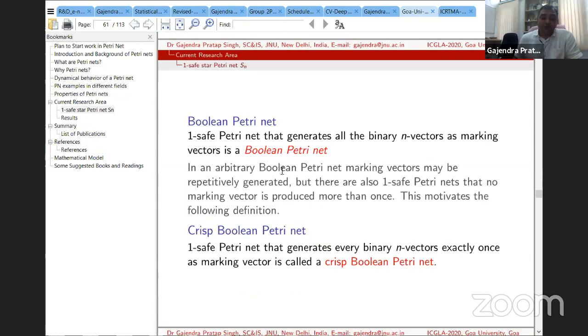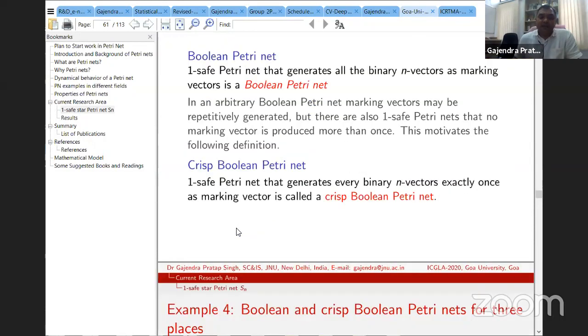Then we define two types of Petri nets here. One, say a Petri net that generates all the binary n-vectors as marking vectors, is a Boolean Petri net. One Petri net generates all the binary n-vectors as marking vectors, possibly with repetition. And a Chris Boolean Petri net is a Petri net that generates every binary n-vector exactly once, no repetition allowed.